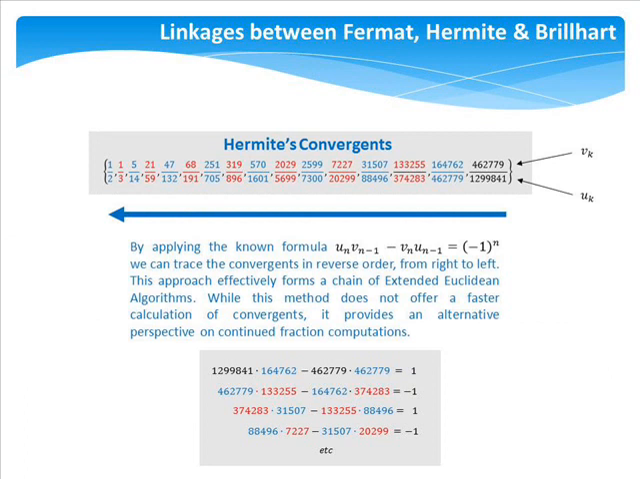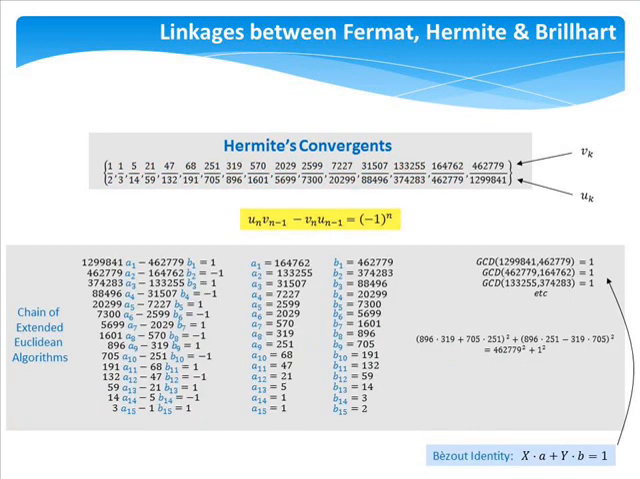The second thing to notice is that we can go backwards with the convergence. By applying the well-known cross-product formula involving numerators v and denominators u, we can trace the convergence in reverse order, from right to left. This approach effectively forms a chain of extended Euclidean algorithms. While this method does not offer a faster calculation of convergence, it provides an alternative perspective on continued fraction computations.